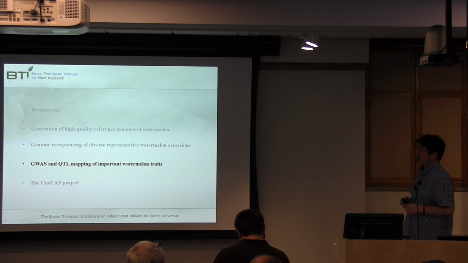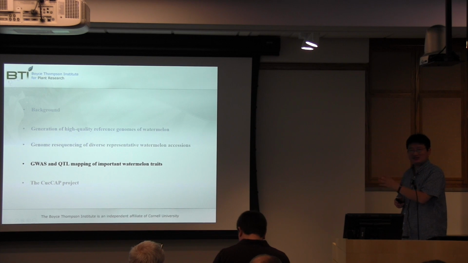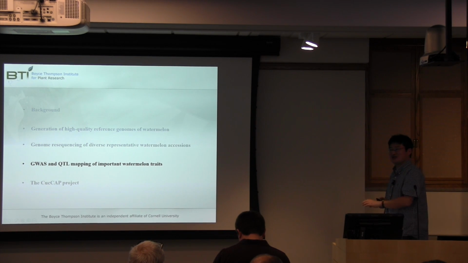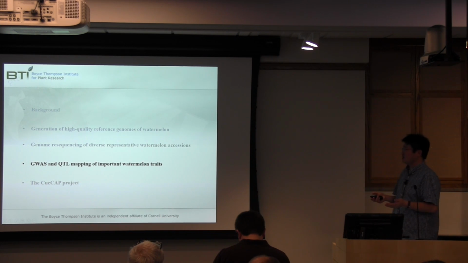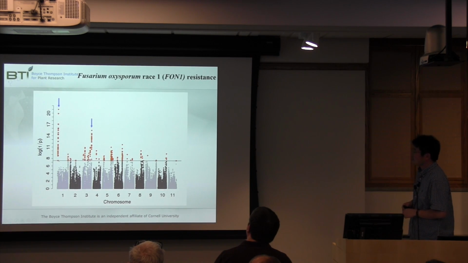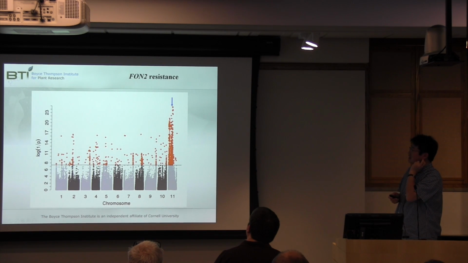Okay, next I will talk about using the resequencing data we generated and other resources we generated. I will show you several examples of how we identified QTLs using the GWAS approach and also the QTL mapping approach. We did GWAS analysis on FAN1 resistance and identified QTLs on chromosome 1 and chromosome 3. For FAN2 resistance, we identified a major QTL on chromosome 11.